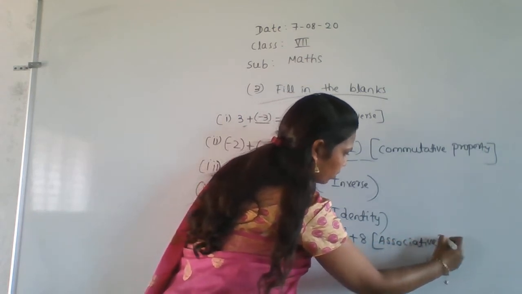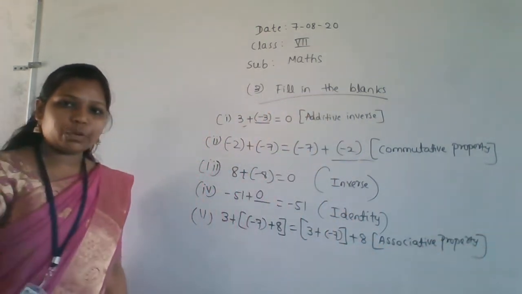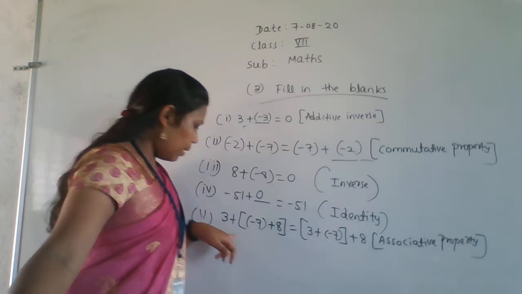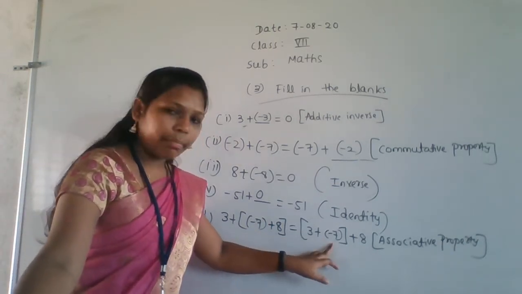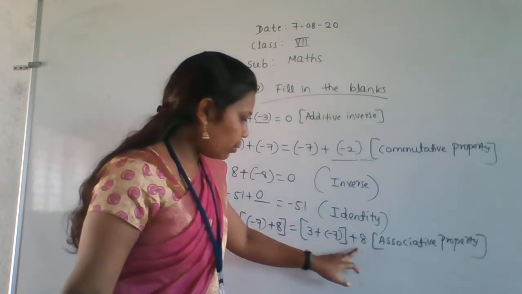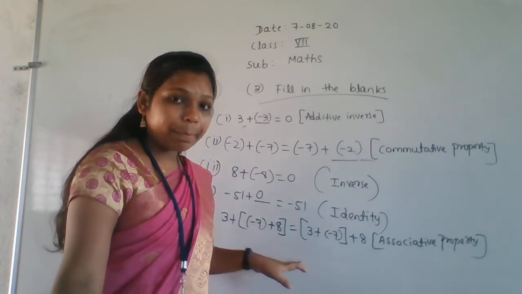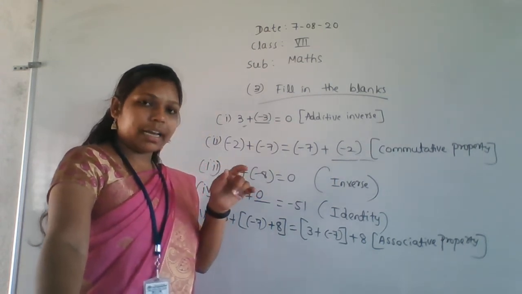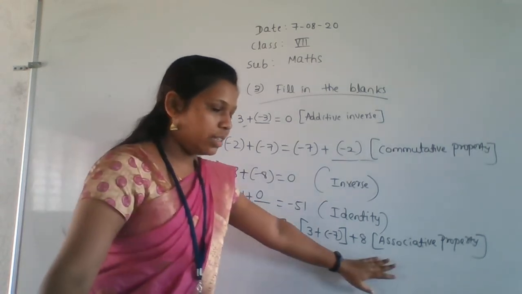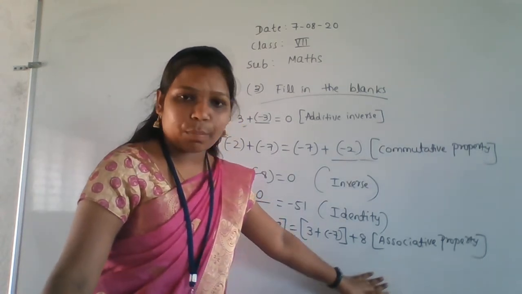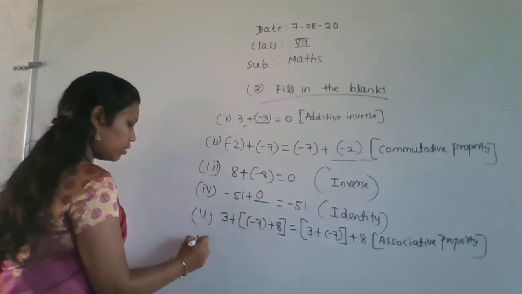Associative property it is. See here, 3 plus minus 7 plus 8, and again 3 plus minus 7. Which property is it? A plus B plus C, and again A plus the bracket B plus C, like that they gave here. That is nothing but the associative property. Okay, so next we move to the sixth one.